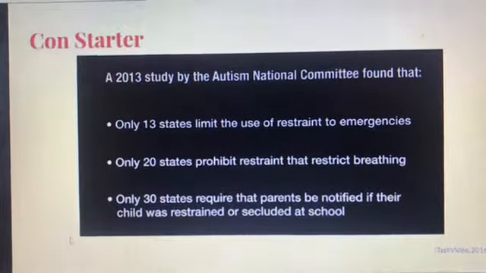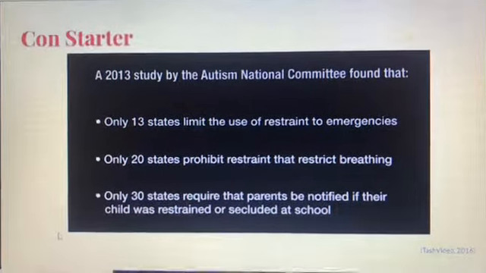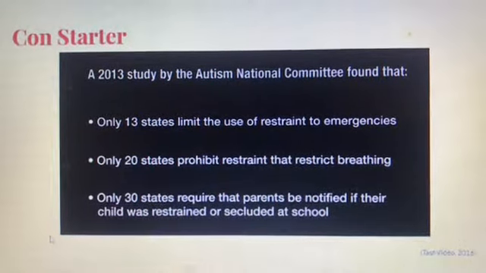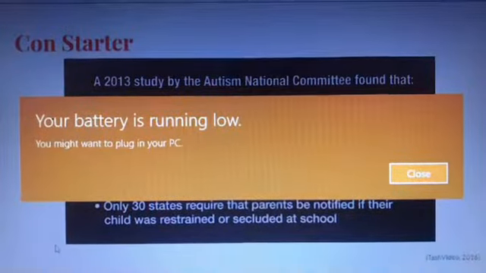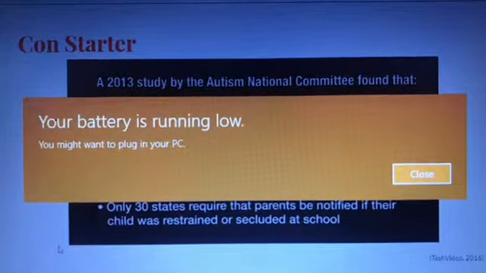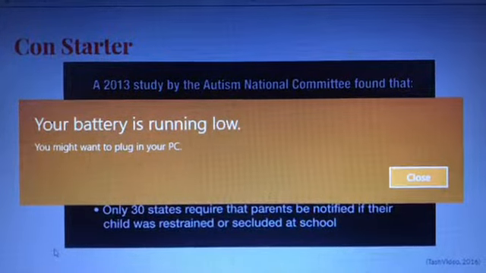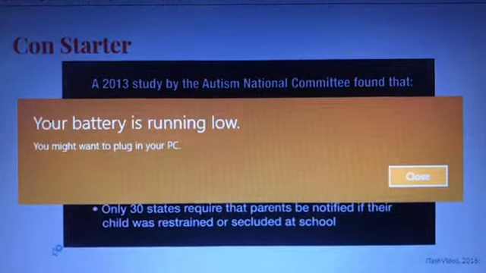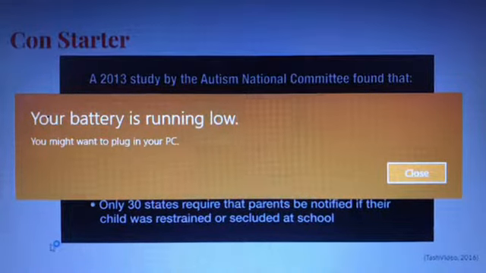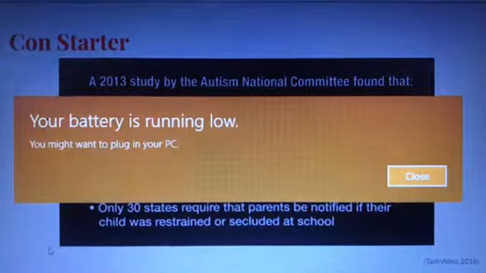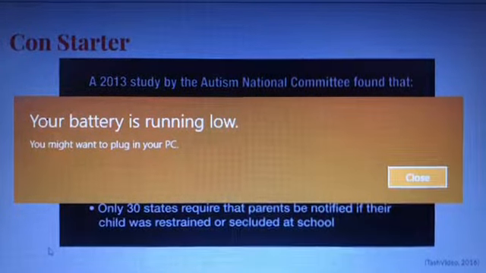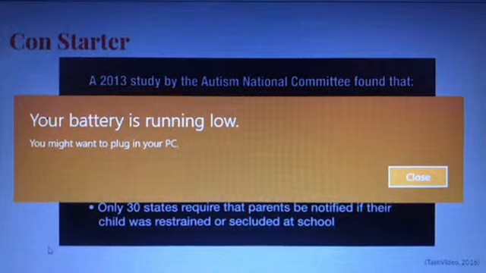Even though these codes are enforced by the BCBA, punishment procedures such as restraints and seclusion are still not being followed with fidelity. A 2013 study by the Autism National Committee found that only 13 states limit the use of restraint to emergencies. Only 20 states prohibit restraint that restricts breathing. Only 30 states require that parents be notified if their child was restrained or secluded at school.